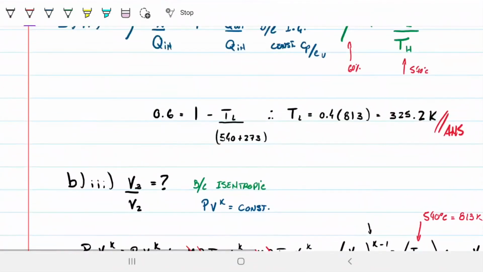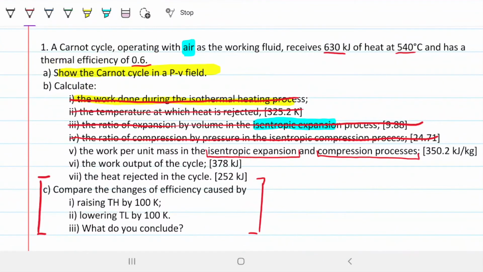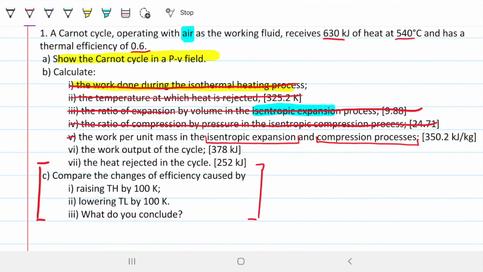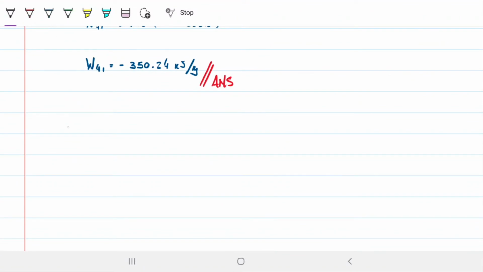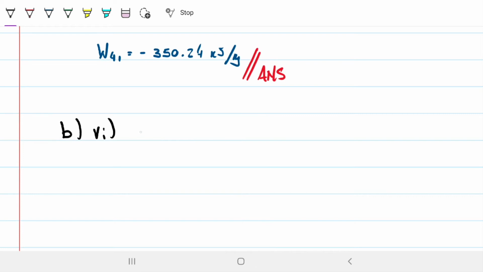Cool. Is that it? Or do we have another one to go? Oh no, still have 2 more to go. The work output of the cycle and the heat rejected in the cycle. Okay, cool. Work output of the cycle. This is B. I think this is B6. I'm losing track already. So what is the work output?